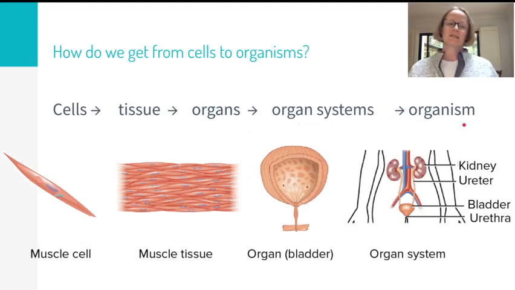Let's have a look at an example here. We have a muscle cell. It's actually a smooth muscle cell. Lots of different muscle cells come together to make a tissue, and those tissues can form an organ, in this case the bladder. And the bladder is part of the excretory system, so it will work in conjunction with the kidneys and all the tubes that are joining them together.